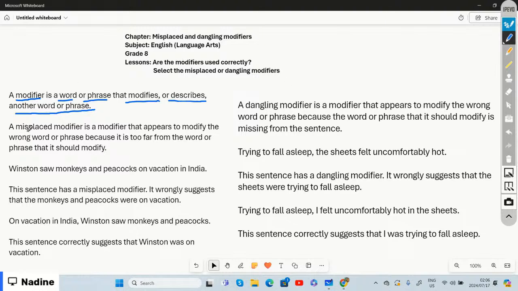And a misplaced modifier, right? So we basically have misplaced modifiers as well as dangling modifiers. A misplaced modifier is a modifier that appears to modify the wrong word, or the wrong phrase, because it is too far from the word or phrase that it should modify.